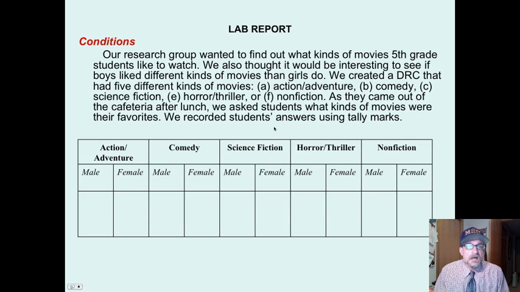For example, conditions. Our research group wanted to find out what kind of movies fifth grade students like to watch. We also thought it would be interesting to see if boys like different kinds of movies than girls do. We created a DRC that had 5 different kinds of movies. As they came out of the cafeteria after lunch, we asked students what kind of movies were their favorites. We recorded students' answers using a tally mark. Conditions. I should be able to read that and replicate that.